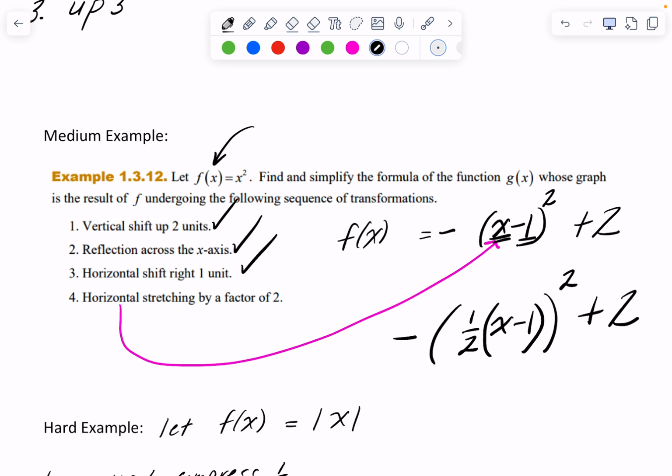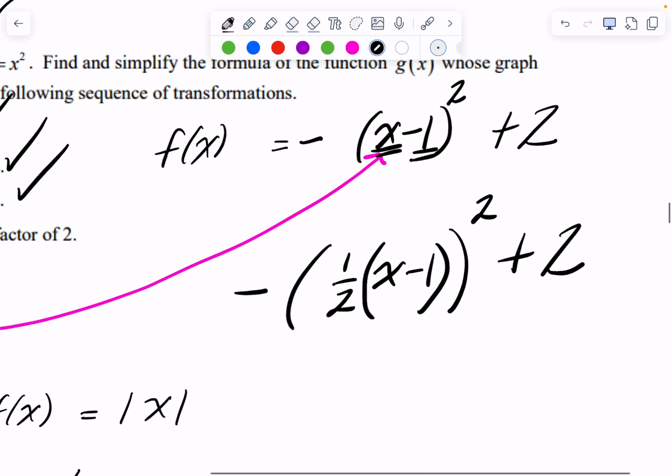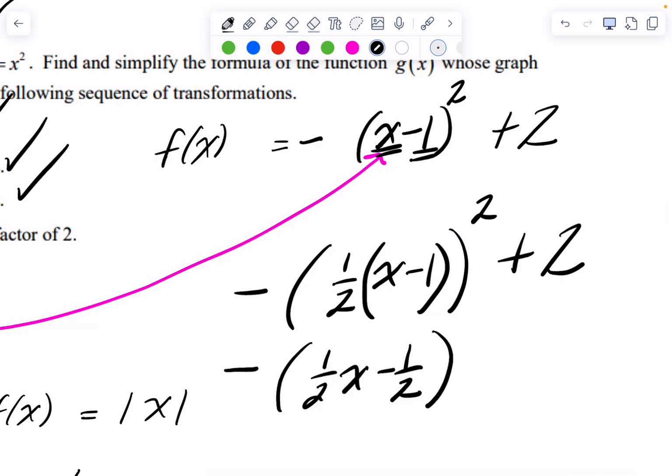It'll work. So this time we should go like this. I could give you points for that. You guys see how it's in front? Or you could distribute it through. They always distribute it through. So we would say negative 1/2 x minus 1/2 squared. You guys see how I distributed it in? Plus 2.